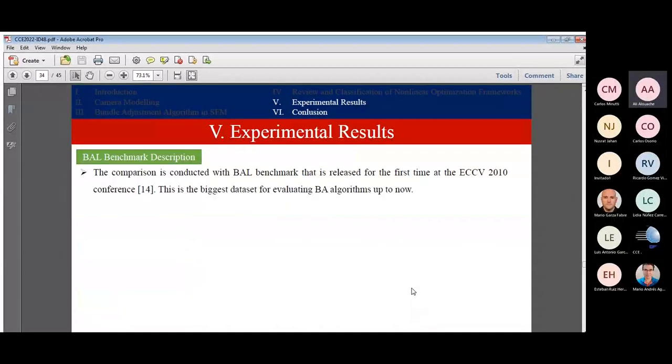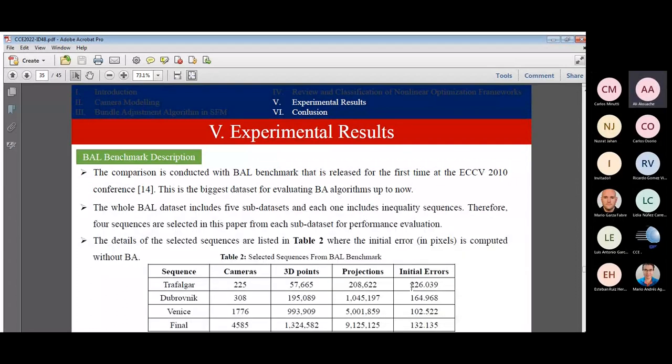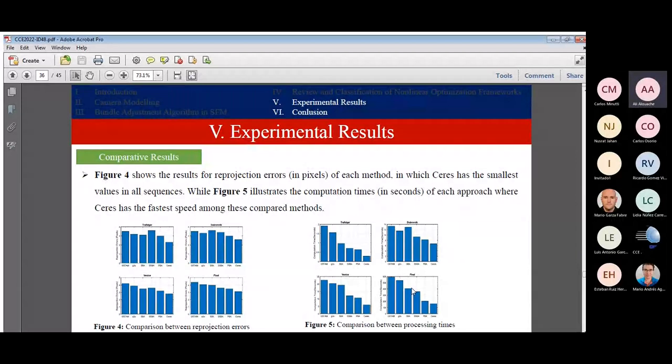Experimental results. Bundle adjustment in the large benchmark description. The comparison is conducted with the bundle adjustment in the large benchmark that was released for the first time at the ECCV conference 2010. This is the biggest dataset for evaluating bundle adjustment algorithms up to now. The whole dataset includes 5 sub-datasets, and each one includes unequal sequences. Therefore, 4 sequences are selected in this paper from each sub-dataset for performance evaluation. The details of the selected sequences are listed in Table 2, where the initial error in pixels is computed without bundle adjustment.